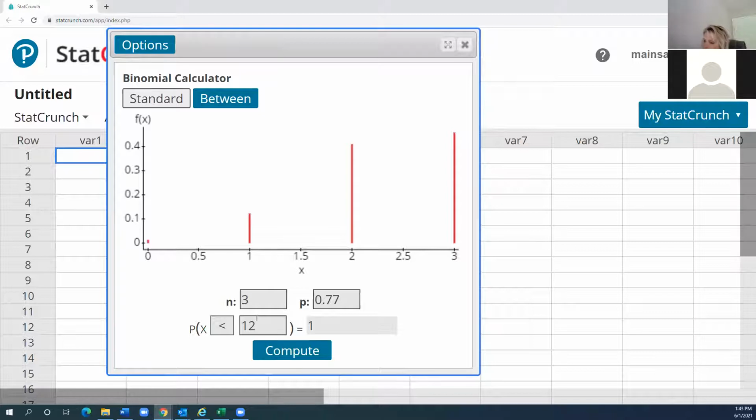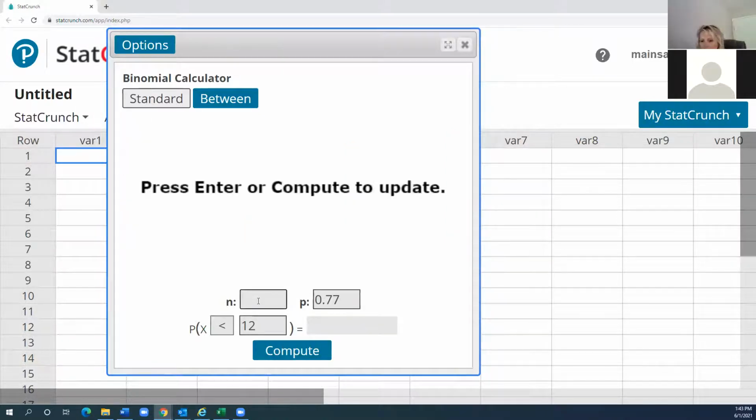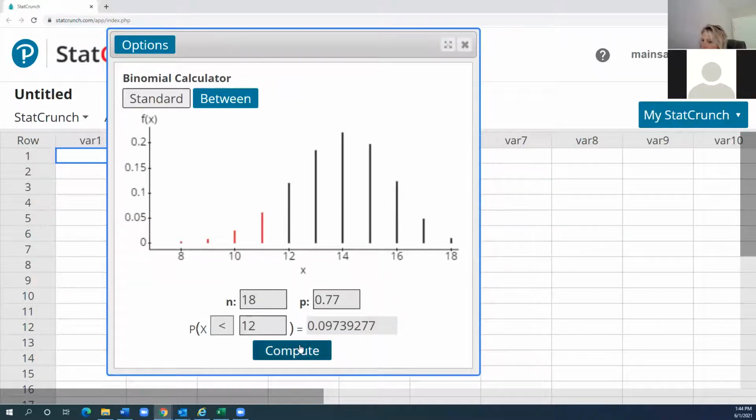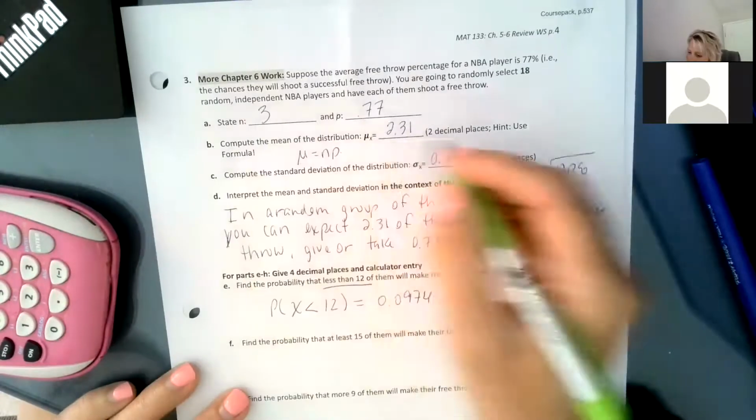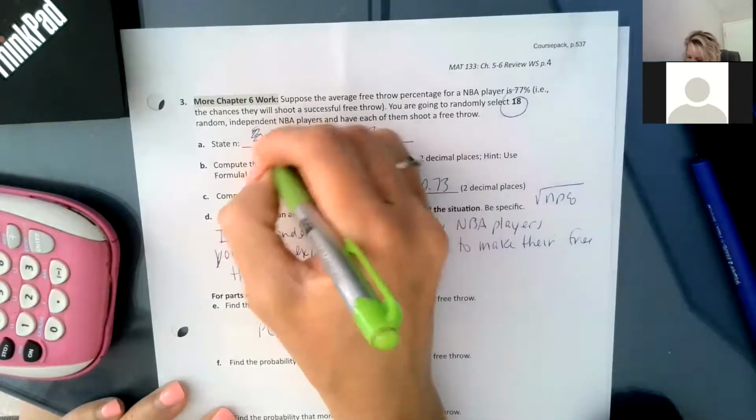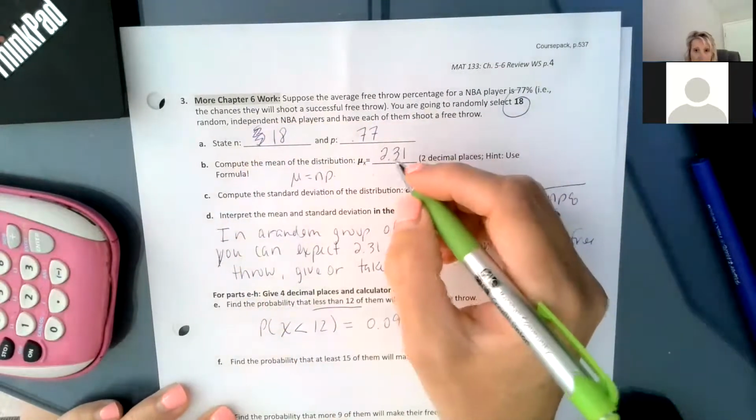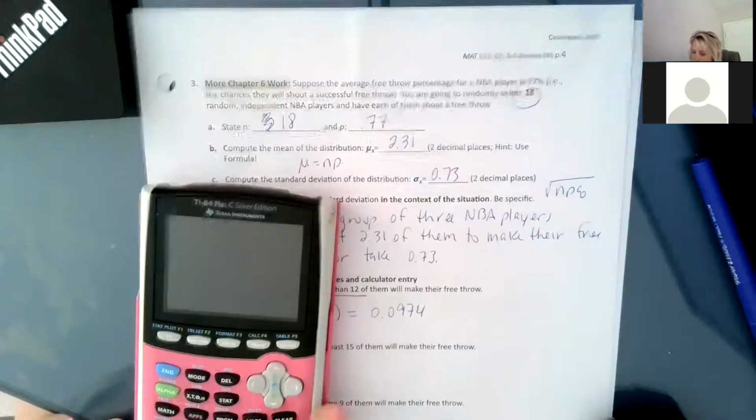I forgot, I mixed up, there's 18. So this, instead of being 3, this should be 18. Let's compute this and we need to go back and look at our A and B, I mixed those up. So this is 0.0974. So we need to go back. Thought this looked a little weird. So right here, this should be 18. So those of you watching the video are not losing it. Our mean and standard deviation are going to be a little bit different.